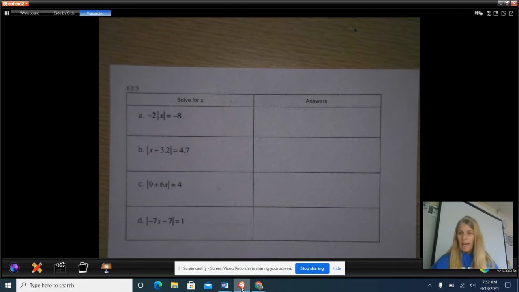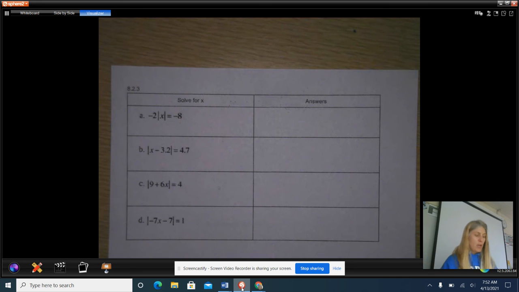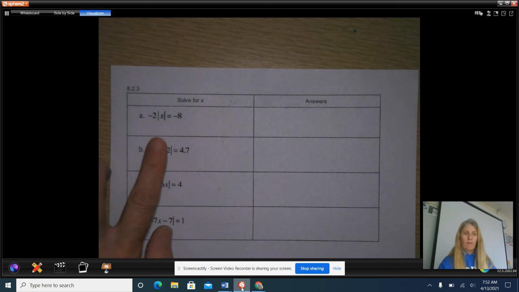So for our warm-up today, we are reviewing absolute value equations, which have two answers each. So the very first step that we need to do in order to solve these is we need to get the absolute value alone on one side. That is happening for almost all of them, with the exception of the first one.